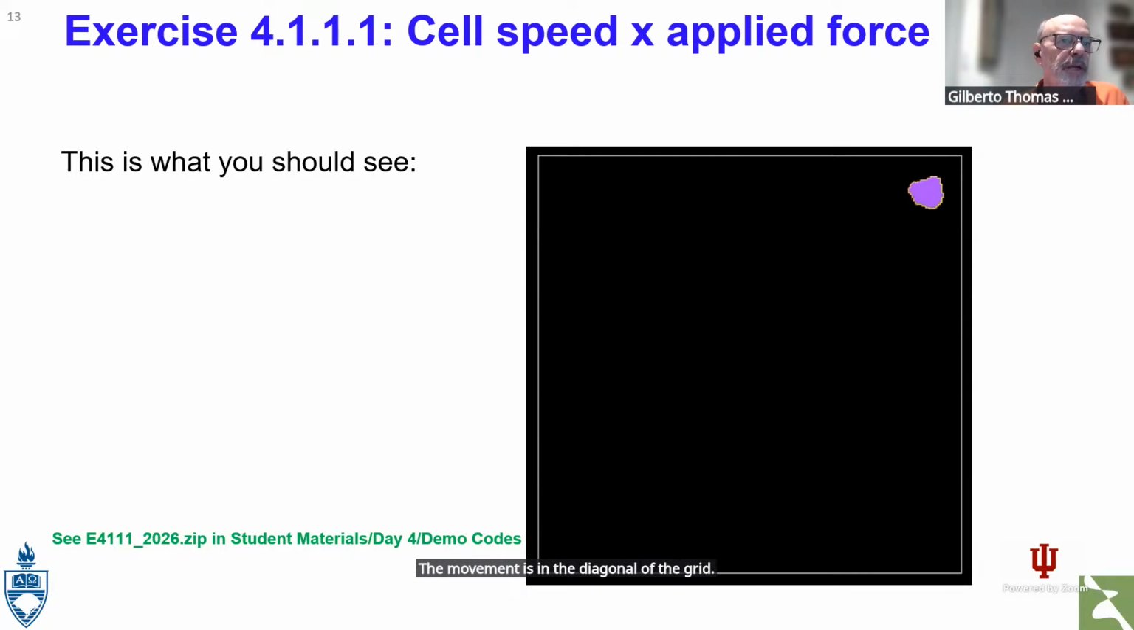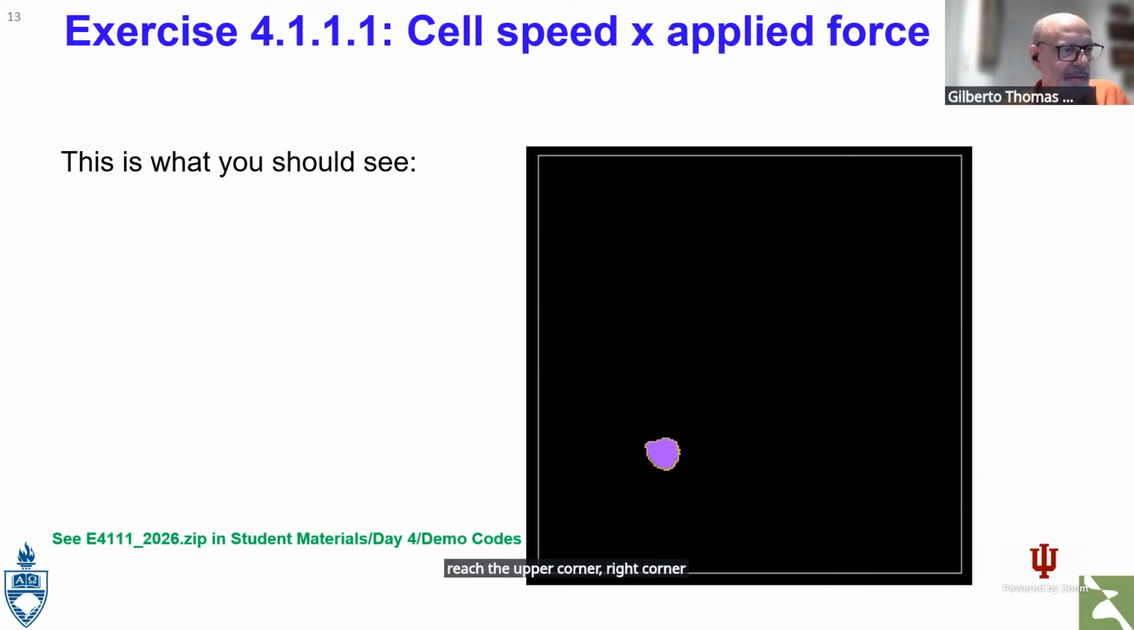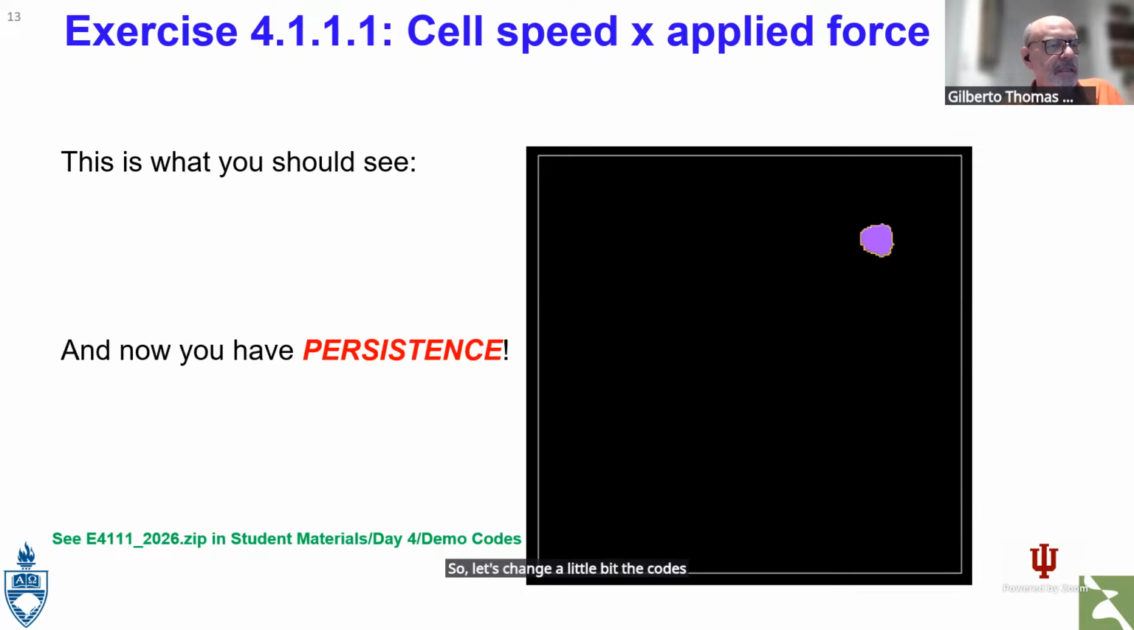And again, we are using the periodic boundary conditions. The cell reaches the upper right corner and appears in the lower left corner without any harm to the cell. Okay? So let's change the code a little bit. Sorry, I forgot to mention, we did that to achieve persistence. So now, instead of the cell wandering around the lattice, we have a directional movement promoted by the external potential plugin, by the force. Okay?